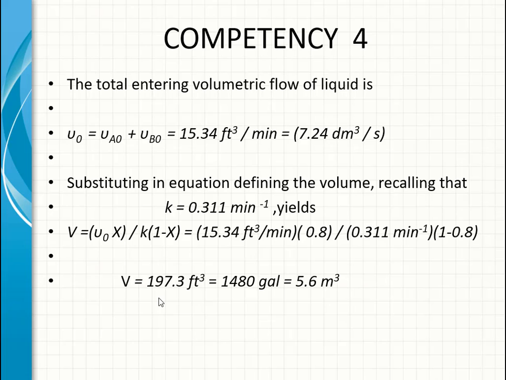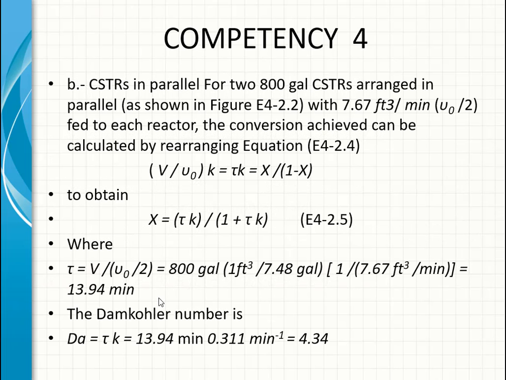So the total entering volumetric flow, which is the sum of the two, is going to be 15.34 cubic feet per minute. And if we have that K is equal to 0.311 min^-1, we will substitute those values into the equation for the volume, which is V0 times X divided by K times (1 minus X), and we will have that the volume is equal to 5.6 cubic meters.